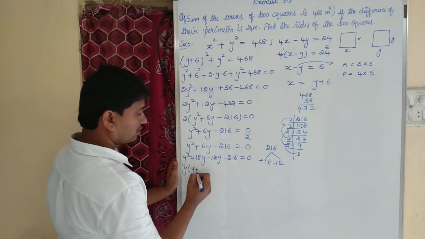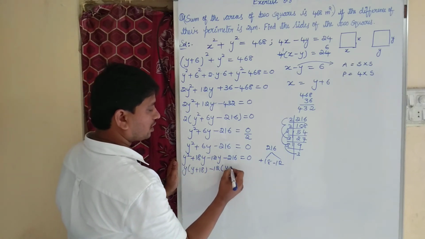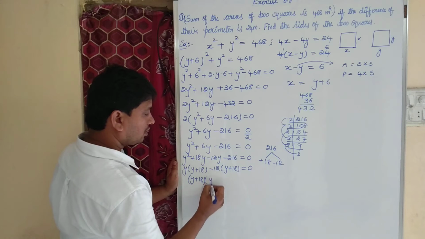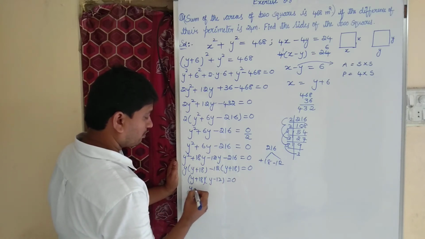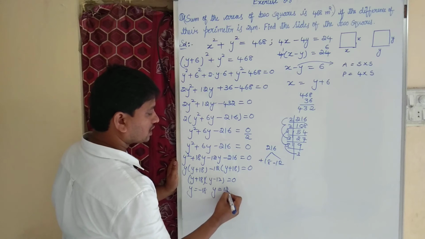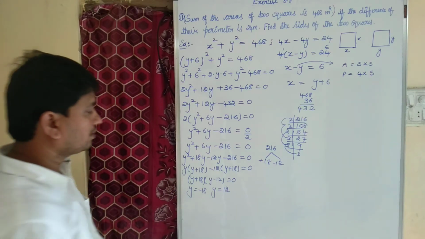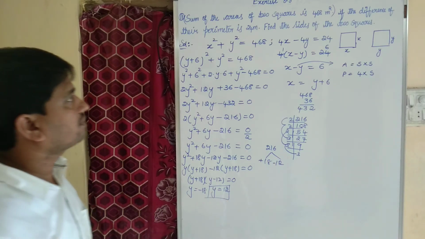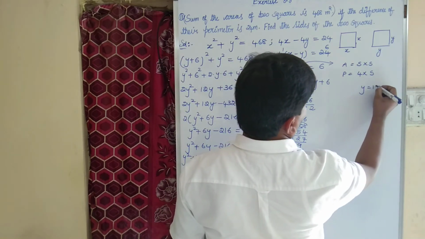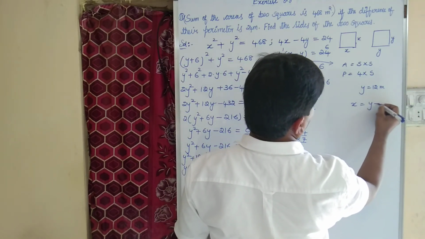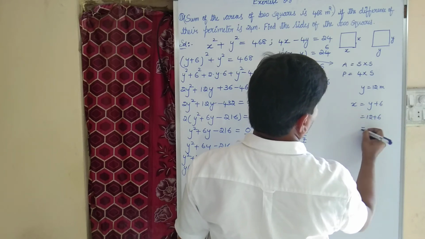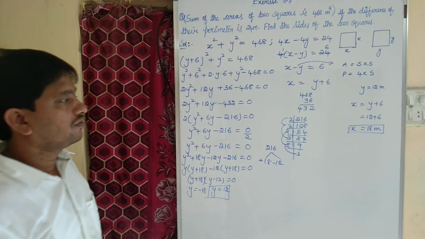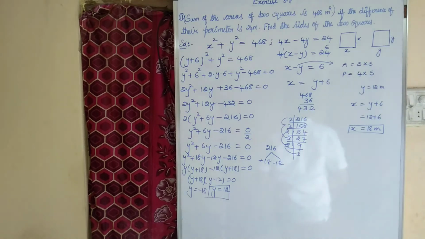If I take y common, y plus 18. If I take minus 12 common, y plus 18 equal to 0. If you take y plus 18 as common, you will get y minus 12 equal to 0. Plus 18 you transpose, minus 18. Minus 12 you transpose, that will become plus 12. So what is the value of y? The value of y is 12. So the side of the second square is how much? y is equal to 12. What about the x value? x equal to y plus 6, I mean 12 plus 6, that is equal to 18 meters. So the side of the first square is 18 meters and the side of the second square is 12 meters.